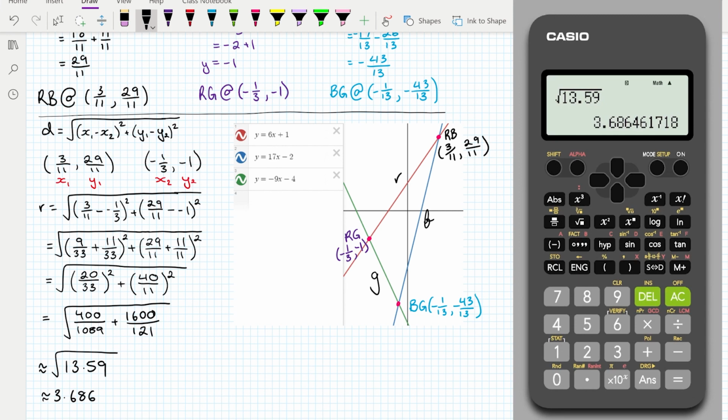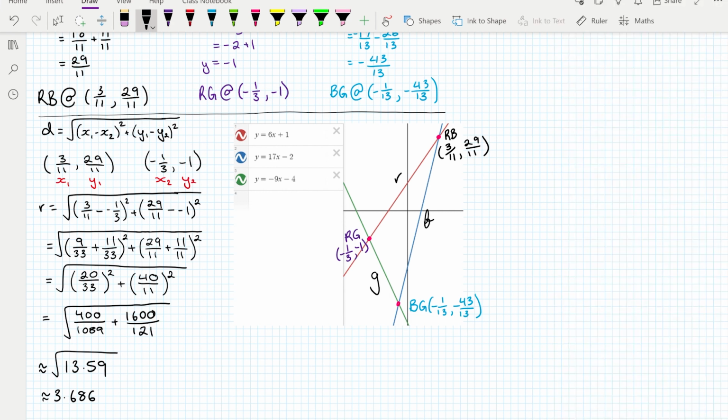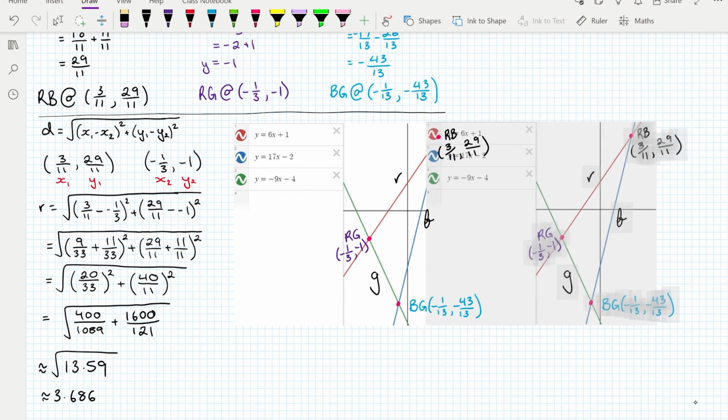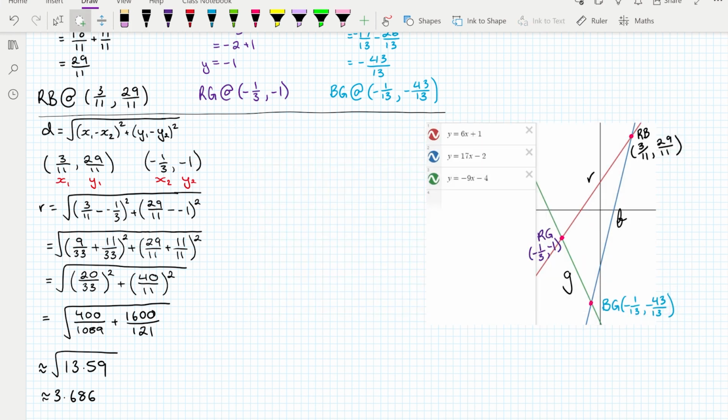So approximately 3.686. Now you can round this up to 2 decimal places if you'd like. You can always make it 3.69. Doesn't make too much of a difference. I generally go for more decimal places while I'm working so that my final value is slightly more accurate. Okay, so that is the length of the red line. Now we've got to do the same thing again for the blue and the green line. I'll do these two a bit quicker so that we're not here for a very long time.